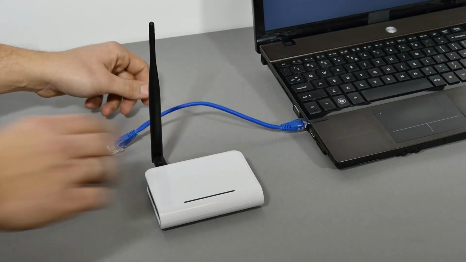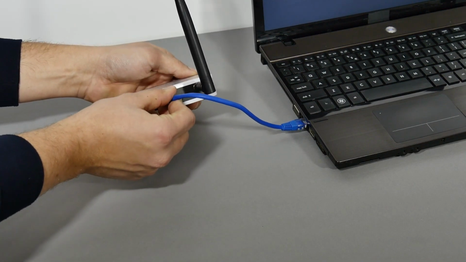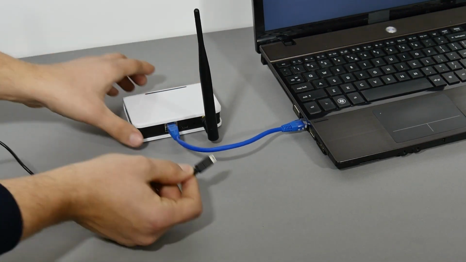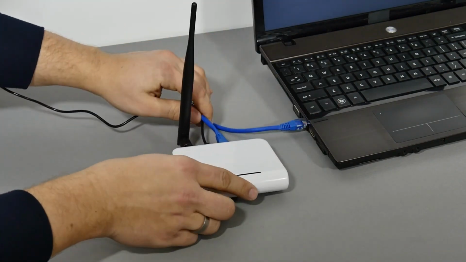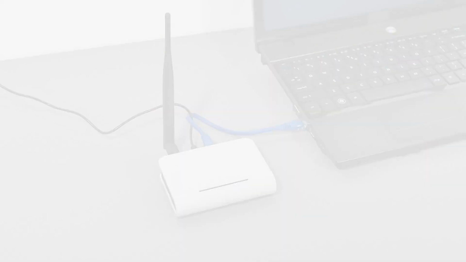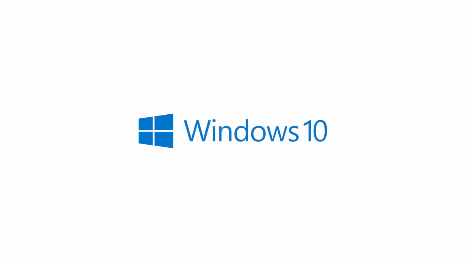Connect the gateway with the previously screwed-in antenna to the computer using the patch cord. Then plug it into the power supply. The configuration was carried out using Windows 10. However, the presented settings should not vary much among older versions of that OS.